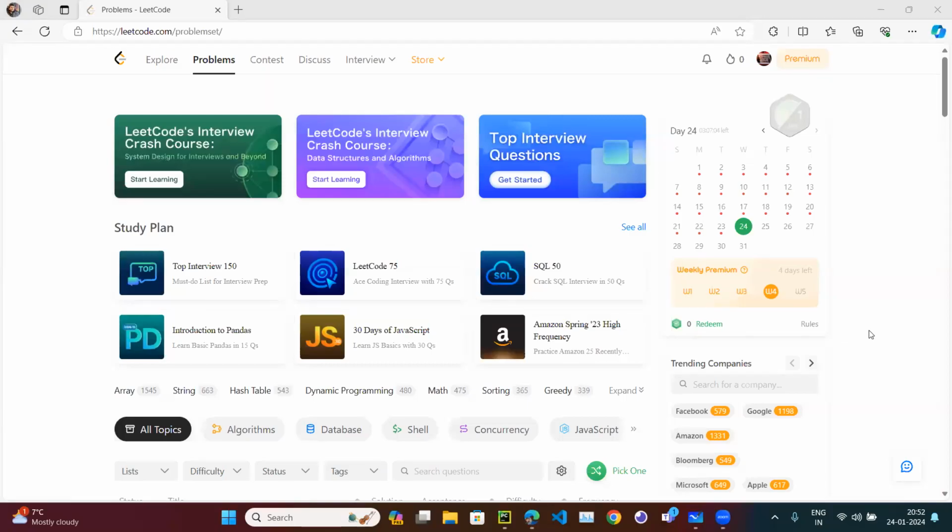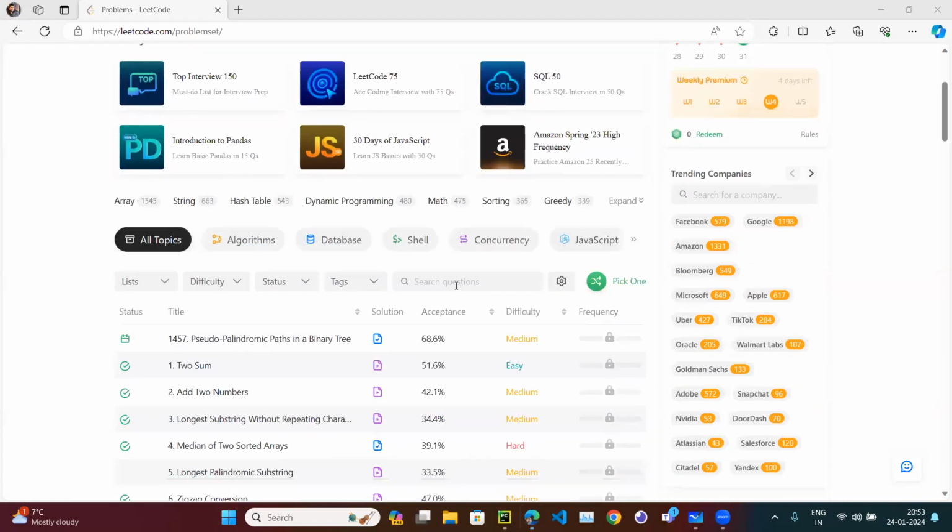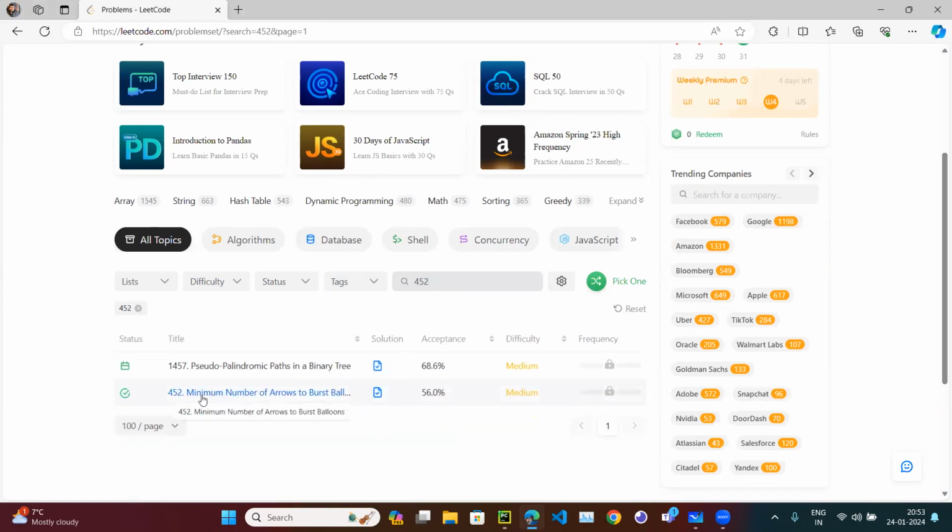Okay, so let's continue with our Python coding exercise series, and we are covering some Leetcode questions. Open leetcode.com, go to the problems tab, and in the search, type question number 452 and hit enter. So we have this question: minimum number of arrows to burst the balloons, and it comes under the medium category. Just click on it.